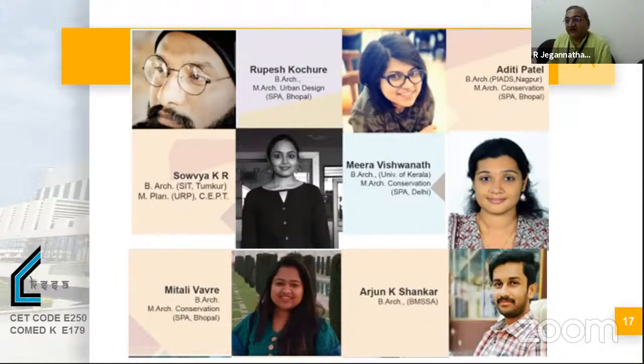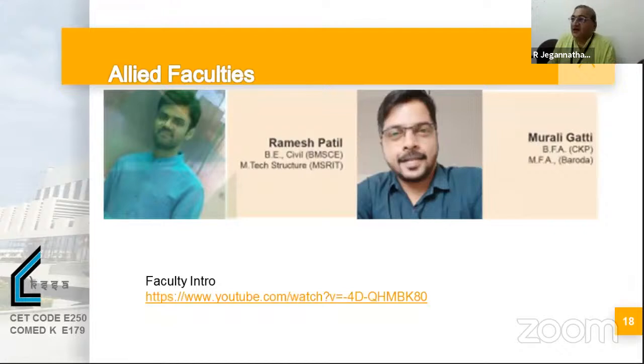And we have architect Meera Vishwanath from SPA Delhi, a conservation architect, and Mithali Vavre, conservation architect from SPA Bhopal. Architect Arjun Shankar is from BMS Bangalore. We have a very well-knit, close team of architects who form a bouquet with different specialization and vast experience in their specialized fields and strong commitment to teaching.